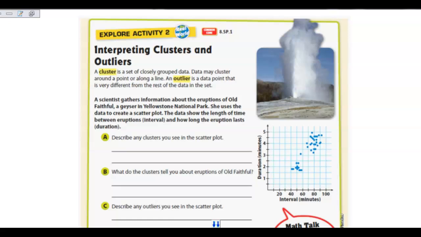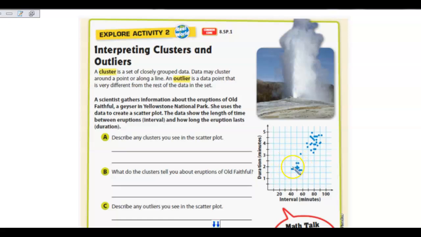A scientist gathers information about eruptions of Old Faithful, a geyser in Yellowstone National Park. She uses the data to create a scatter plot. The data show the length of time between eruptions, that's called the interval, and how long the eruption lasts, that's called duration. And so she created this scatter plot, and you'll notice that we have a tight group.